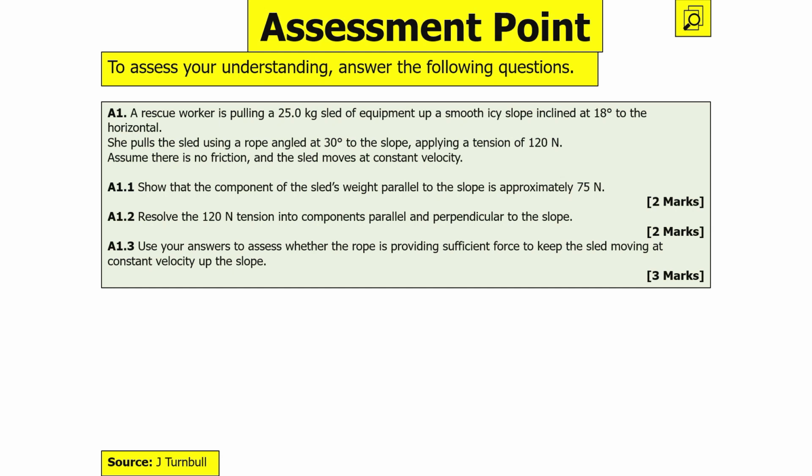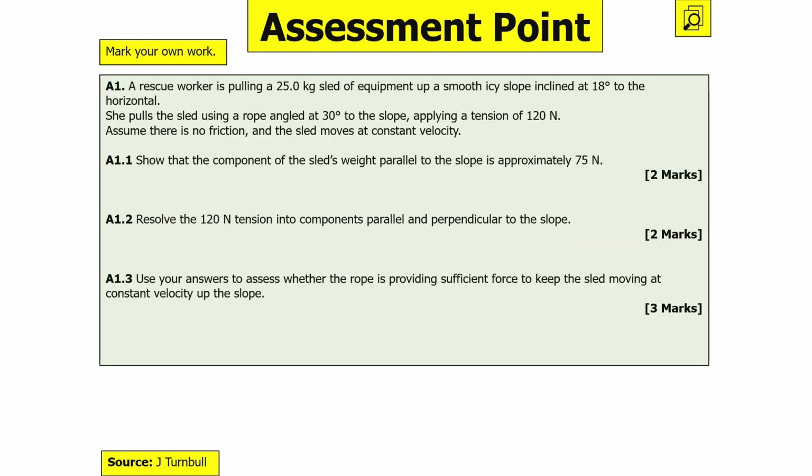Show that the component of the sled's weight parallel to the slope is approximately 75 newtons. Resolve the 120 newton tension into components parallel and perpendicular to the slope, and then use the answers to assess whether the rope is providing sufficient force to keep the sled moving at a constant velocity up the slope. So pause the video now, then unpause the video when you want to go through your answer.